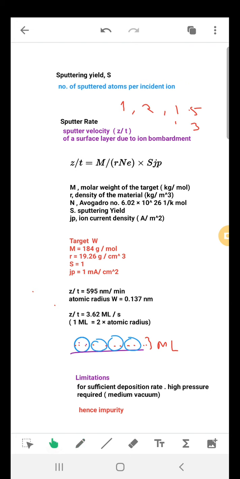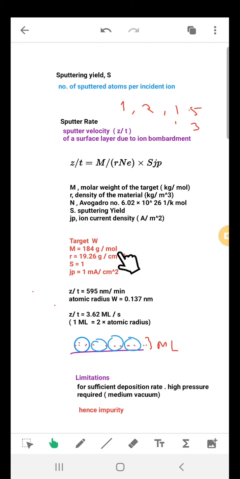Next is your sputtering rate. That means how the sputtering takes place from the target, and sputtering rate is actually the sputtering velocity. That means the velocity with which the atoms are coming out per unit time, and so it is expressed by this expression: M by R N E into S into Jp. M is the molar weight of the target, expressed in kg per mole. R is the density of the material expressed in kg per meter cube. N is the Avogadro's number. S is the sputtering yield, and Jp is the current density. So let's take an example for a target of tungsten.